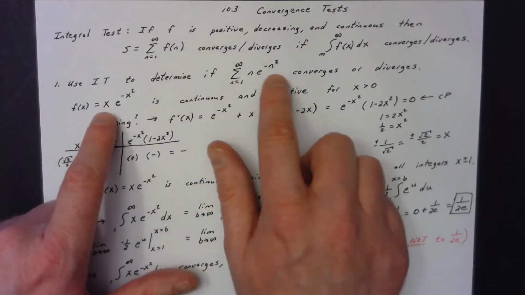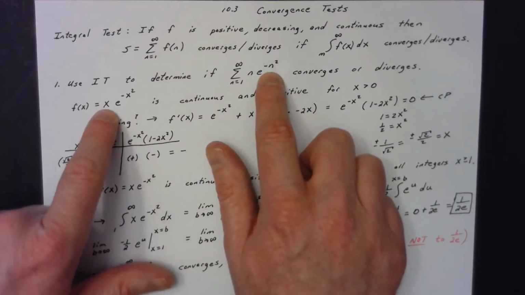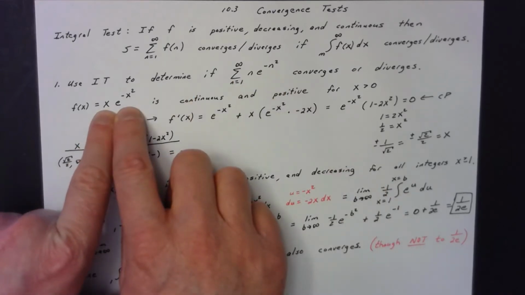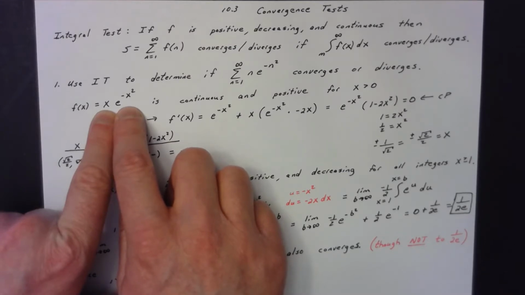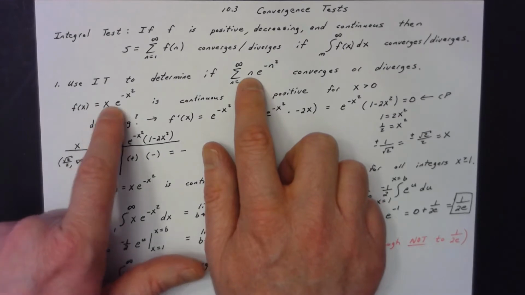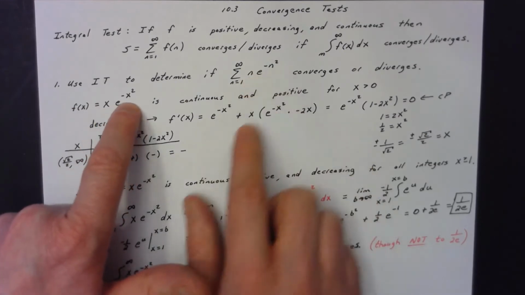The function that refers to it is going to involve all values, so we usually switch it to terms of x, showing that it exists for fractional values, irrationals, rationals, all numbers. So the function corresponding to this would be x e to the negative x squared.